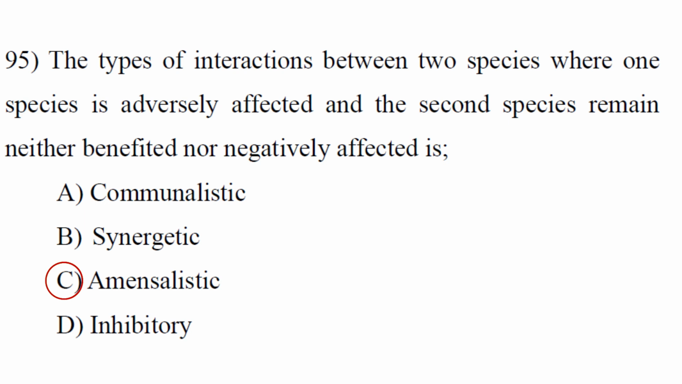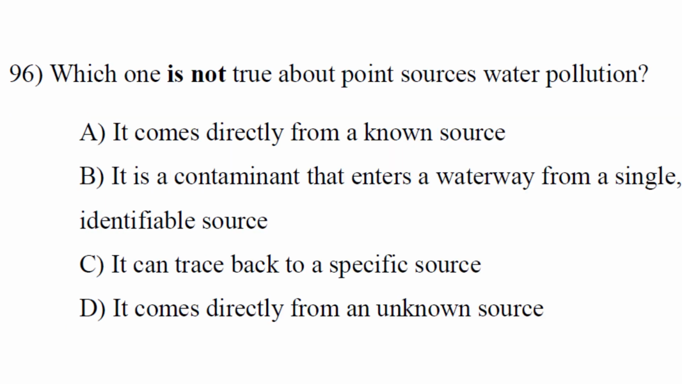Answer, C. Amensalistic. 96. Which one is not true about point sources water pollution? A. It comes directly from a known source. B. It is a contaminant that enters a waterway from a single, identifiable source. C. It can trace back to a specific source. D. It comes directly from an unknown source.